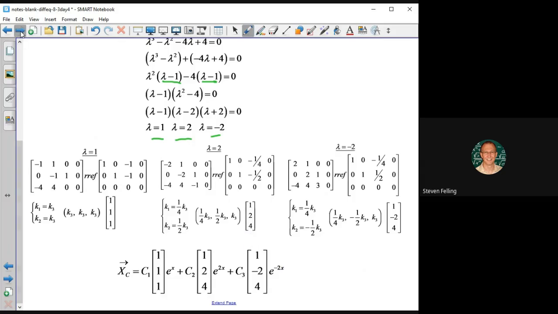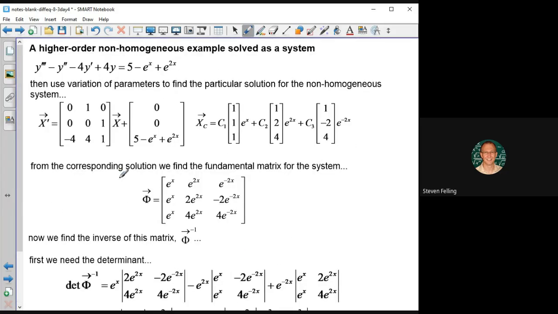All right, so we're at that point now. We have to deal with the right-hand side. So at this point, we would use these things here along with these to write out the particular, or the fundamental matrix. So this is going to be e to the x, e to the x, e to the x for the first column, 1 e to the x, 2 e to the x, 4 e to the 2x.